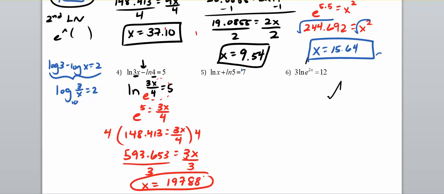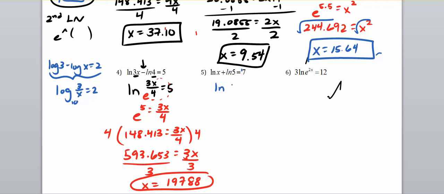Okay? All right, so try number 5. It's going to be very similar. So pause, do it on your own, and come back and check. All right, number 5. I have 2 natural logs. You should have combined it to 1.